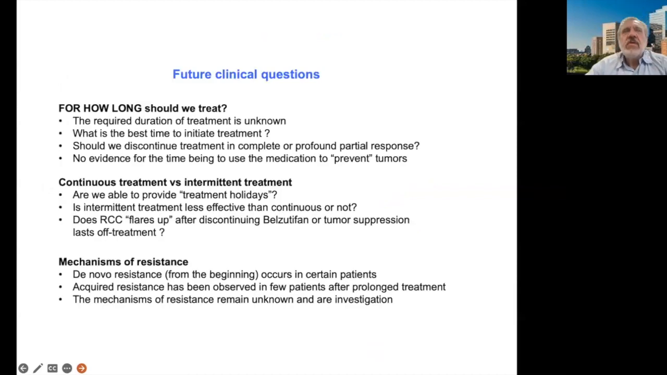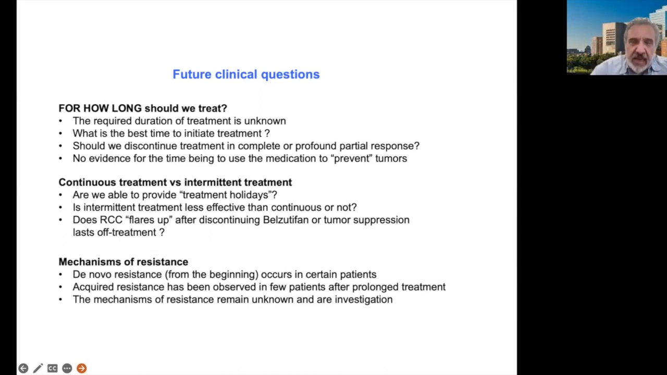So what are the future clinical questions? I'm going to finish in the next 1 or 2 minutes so that we can talk about questions that you may have. The clinical question is how long we treat. We don't really know. Do we need to treat forever? Do we need to treat until we get the maximum response? Do we need to treat on and off, intermittently versus continuously, or provide holidays? We do not know the optimal treatment.